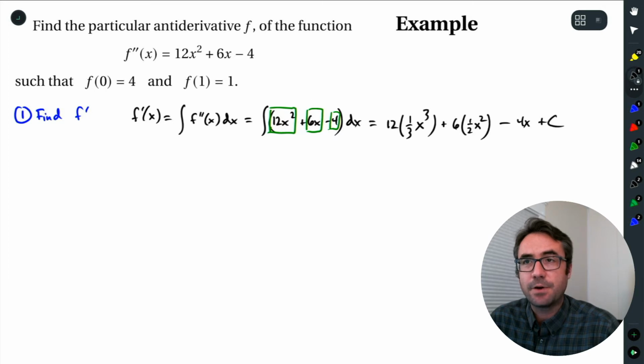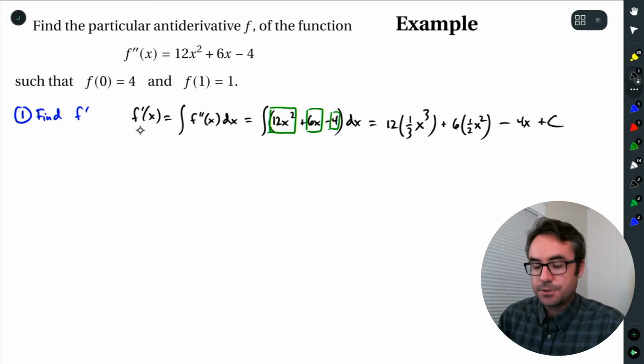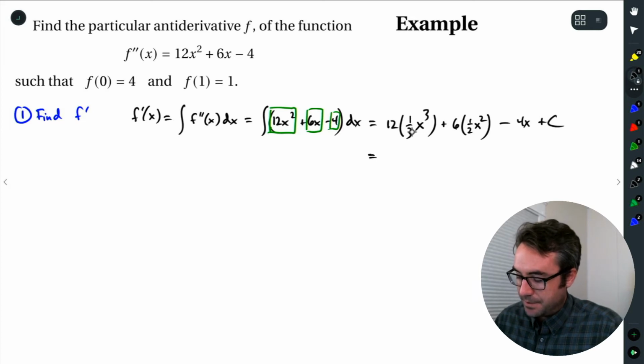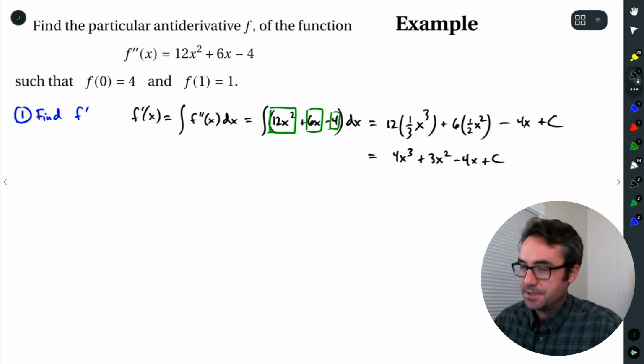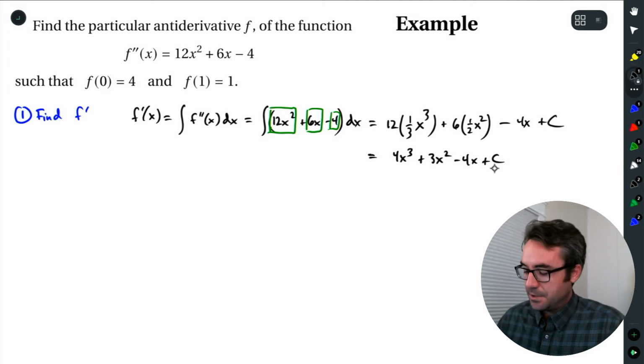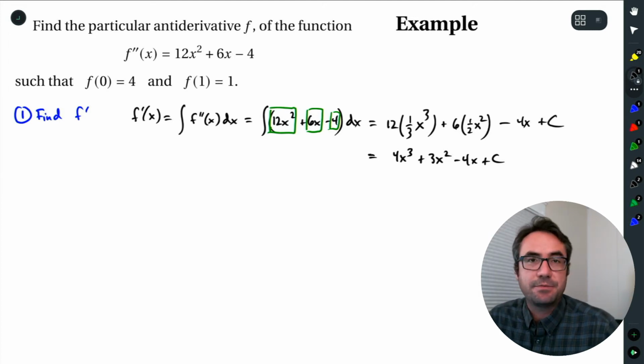And there we go. We have our first derivative f prime. And if we simplify this, 12 times 1/3 is 4. 6 times 1/2 is 3. And then minus 4x plus c. So there's our nice f prime of x. We still have this constant c here that we'll have to figure out.